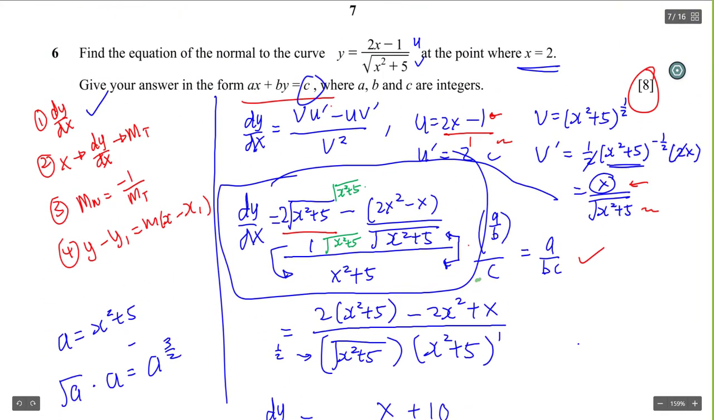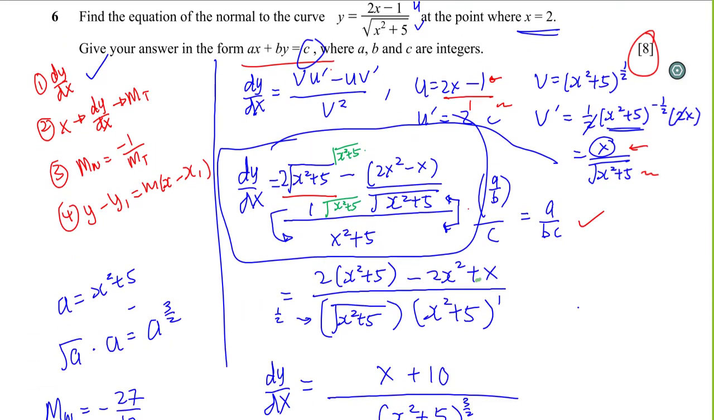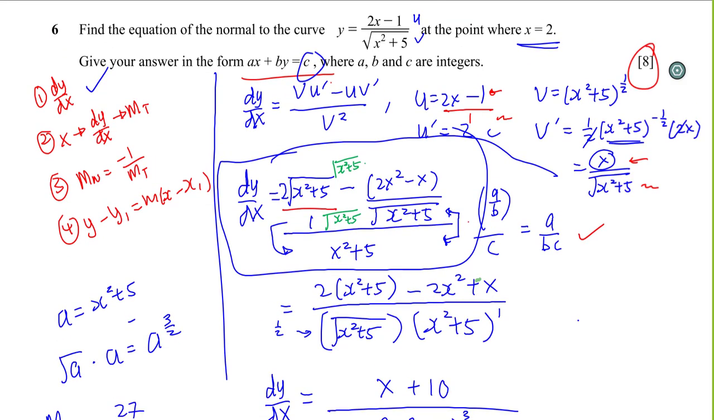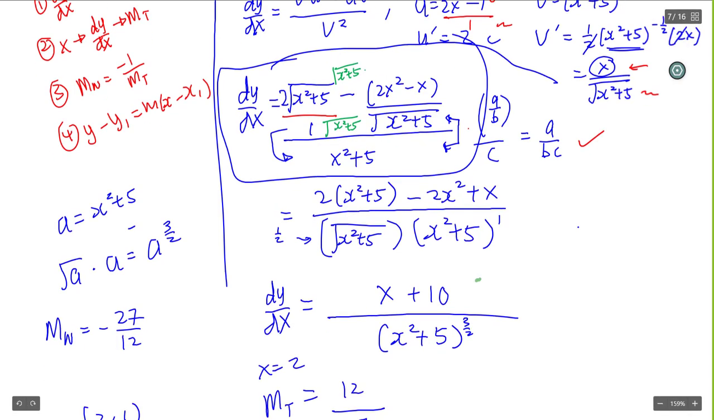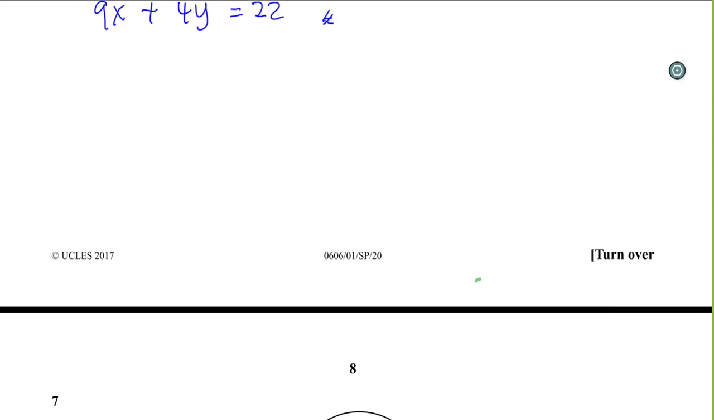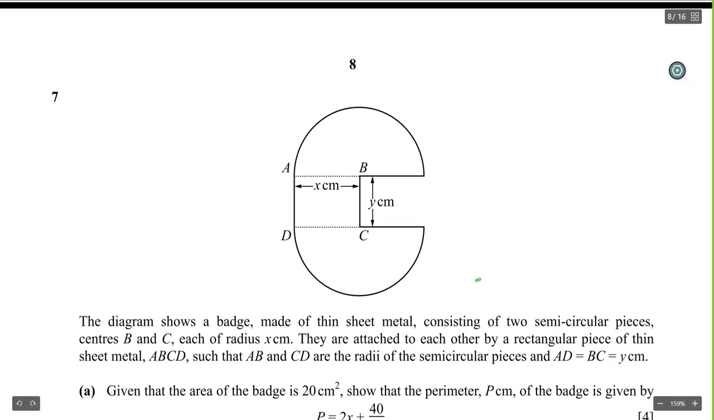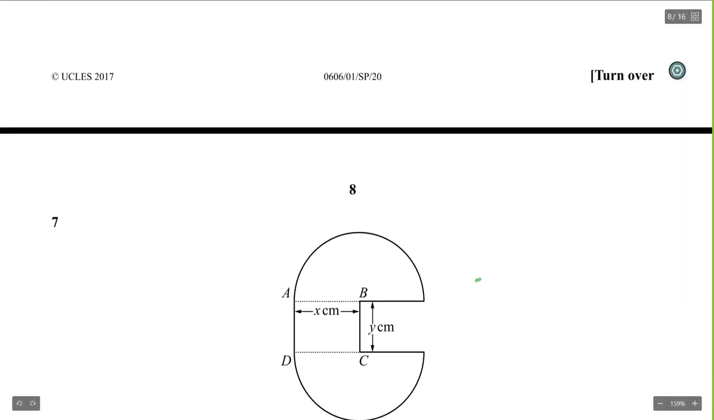Yeah, these 8 mark questions are not really hard, but you just need to be very careful about the question, because once you get the dy dx wrong, it will affect your answer below. So make sure when you do that, you must do it carefully. So far so good, right? You got any question you want to ask me?